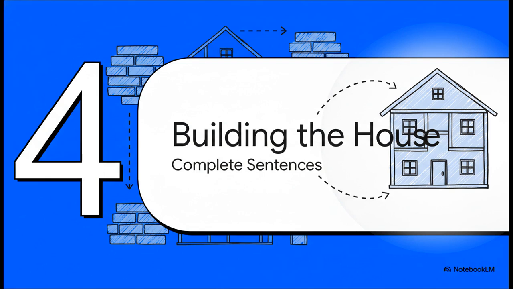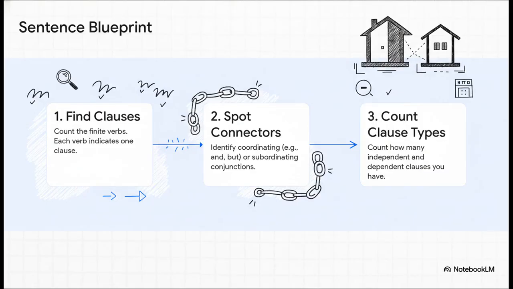Okay, here we go. We have our bricks, our phrases. We have our rooms, our clauses. Now it's time for the grand finale. We're going to put it all together and build the whole house, a complete, rock-solid sentence. And you know what? There is a super simple, 3-step blueprint for figuring out any sentence type you come across. It's like a little cheat code.